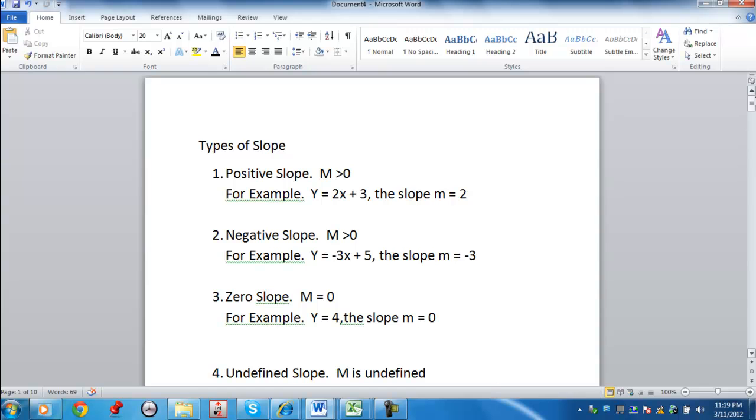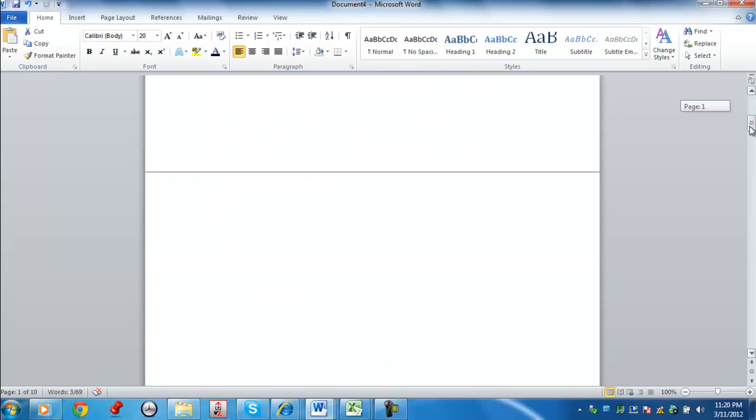The first type of slope you could have is what's called a positive slope. This is when the ratio or the slope value is greater than 0. For example, if I have the equation y equals 2x plus 3, the number in front of the x is going to be your slope whenever the equation's in slope-intercept form. That's when y is by itself. The slope is 2.